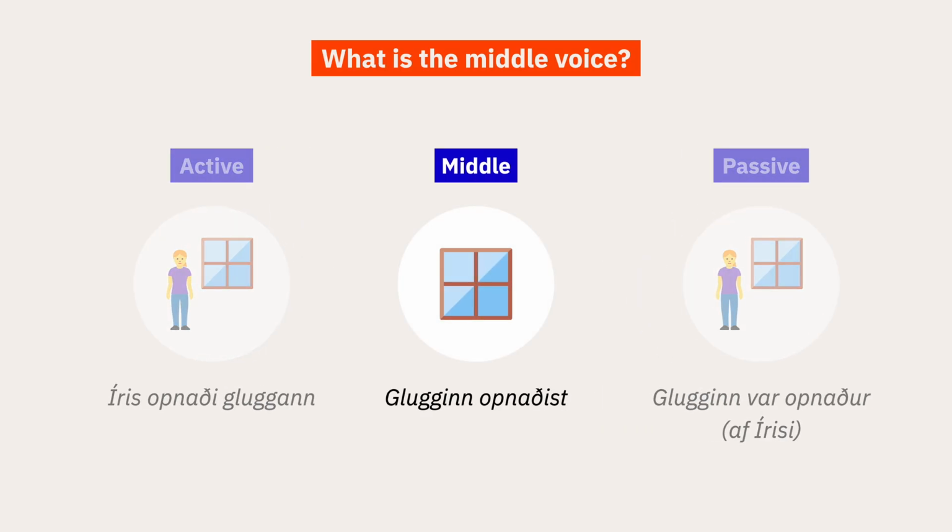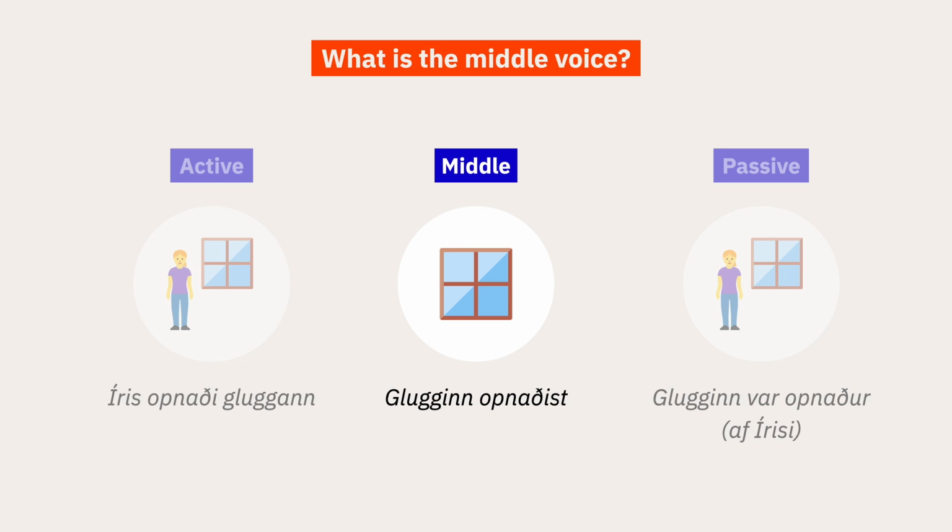Glugginn opnaðist. And what you'll notice is there's actually no agent in this sentence. There's no one doing the action. And what's unique about the middle voice is that there's no actual possibility of specifying who did the action. We can't, like with the passive, say Glugginn opnaðist af Írisi. That would be ungrammatical.